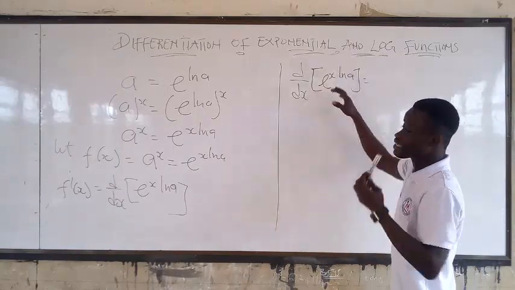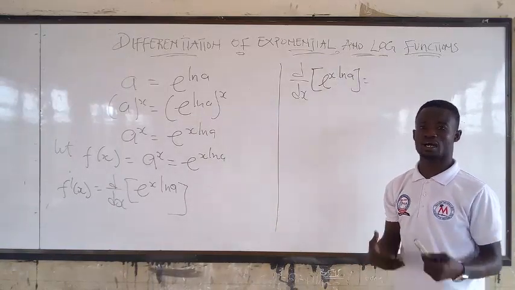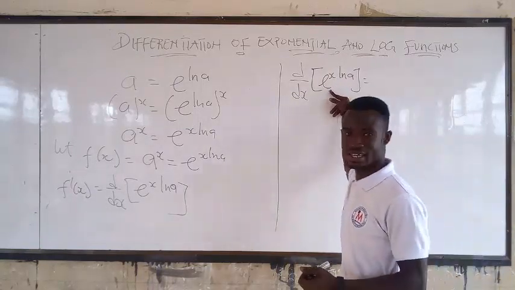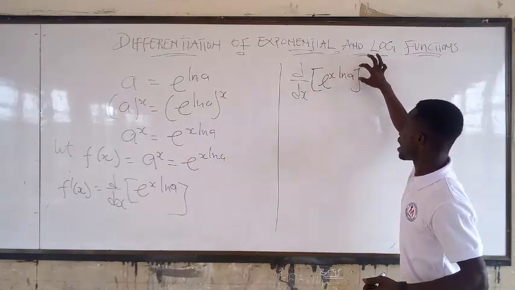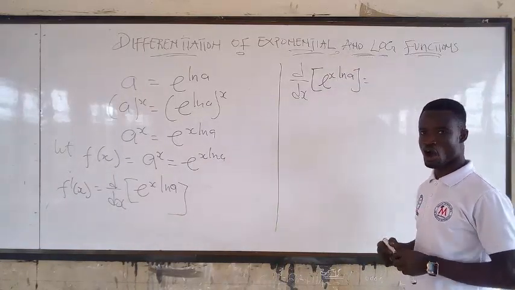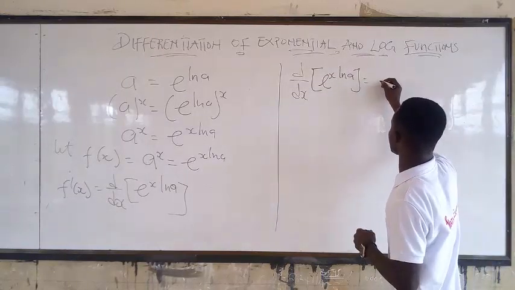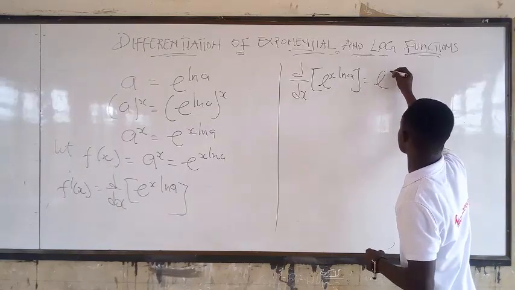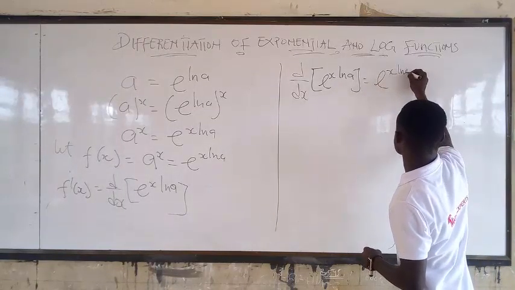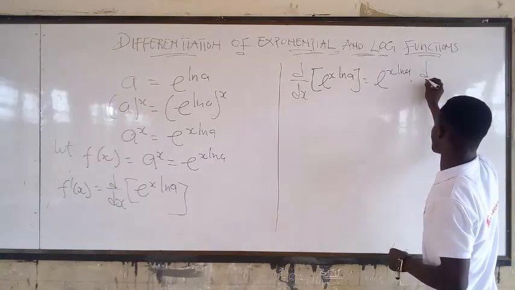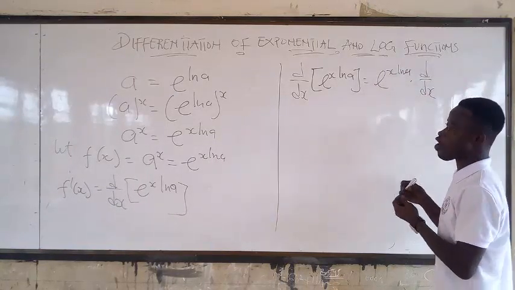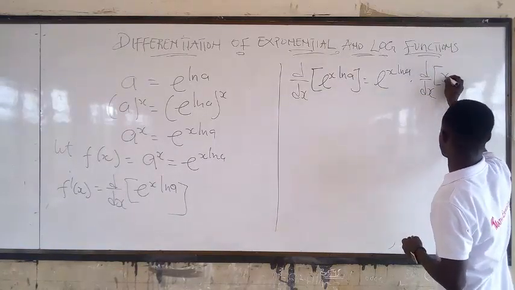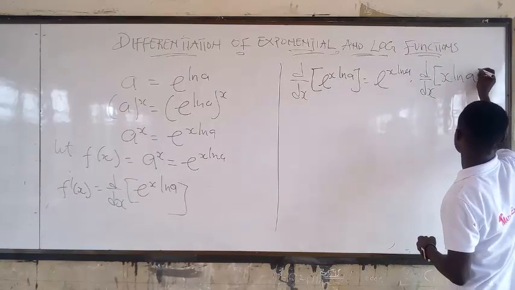Anytime that you are taking a derivative of an exponential function, let's say e raised to a certain power of a function, you will repeat everything here. Okay? You are going to repeat everything here, which is this. Then you multiply by the derivative of the power or the exponent, which is x ln A.